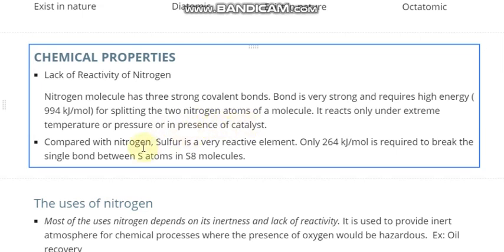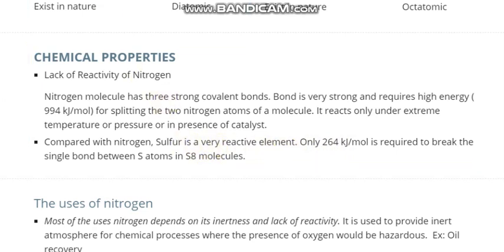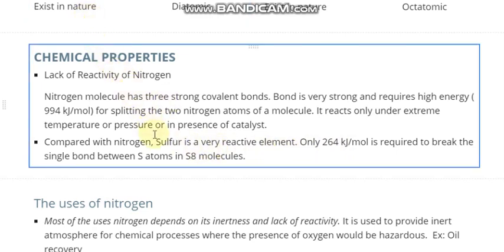When compared with nitrogen, sulfur is a reactive element, with only 264 kilojoules per mole of energy needed to break down the single bonds between the sulfur atoms in the sulfur molecule.